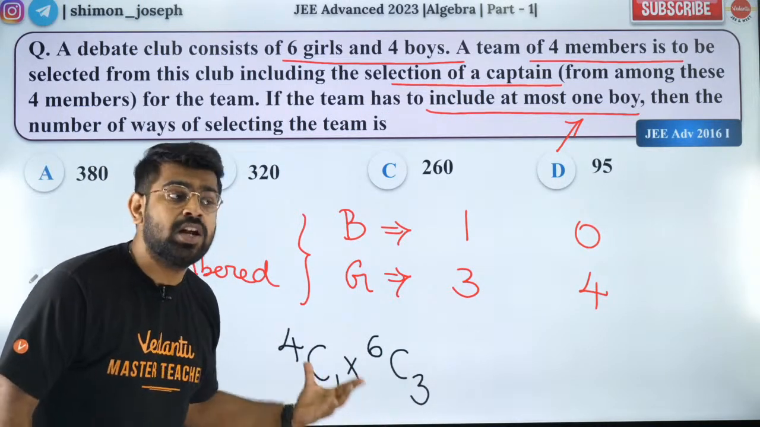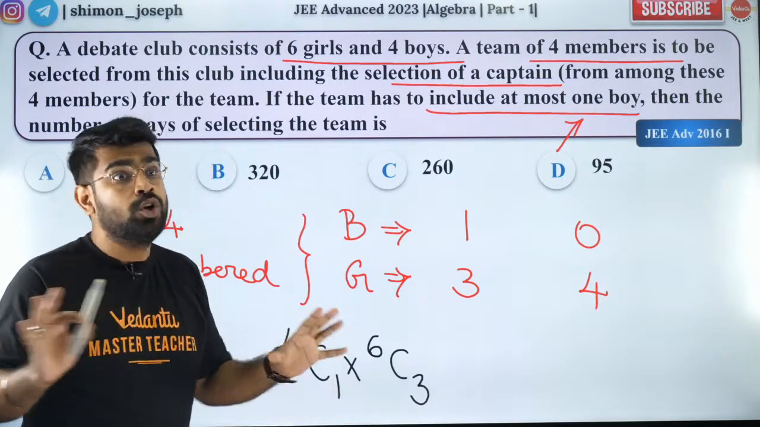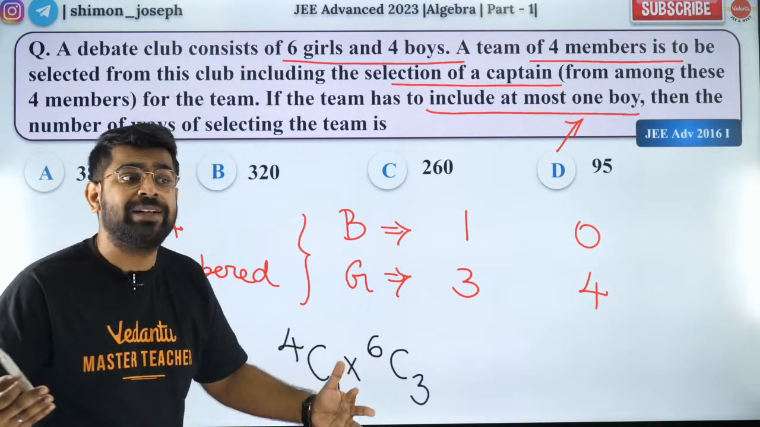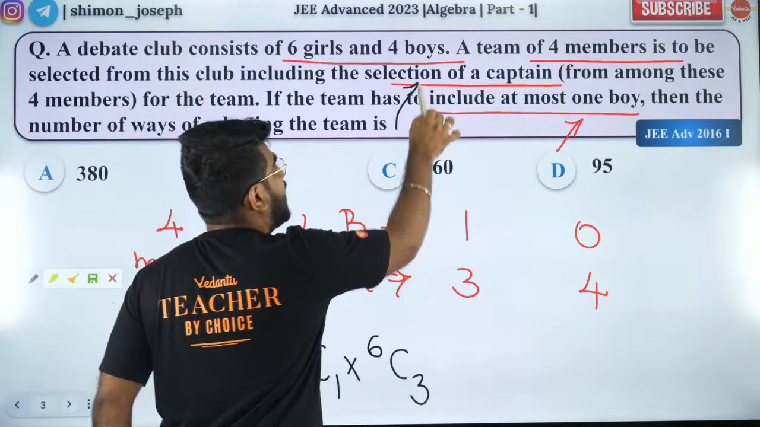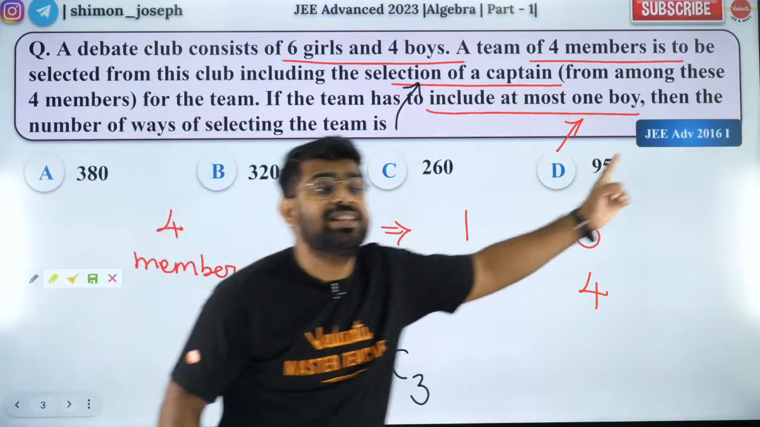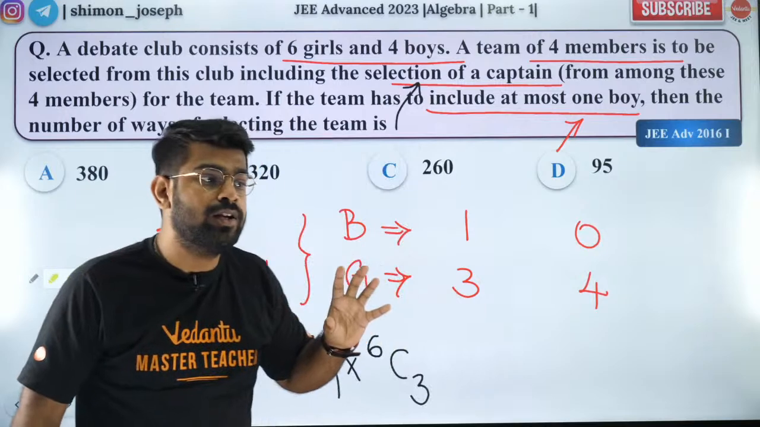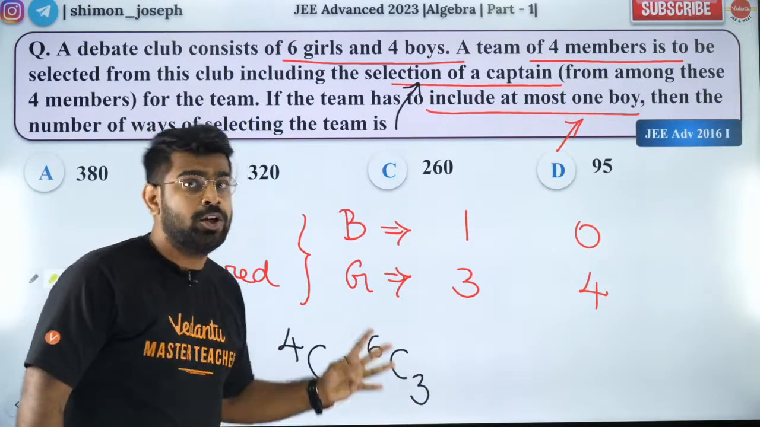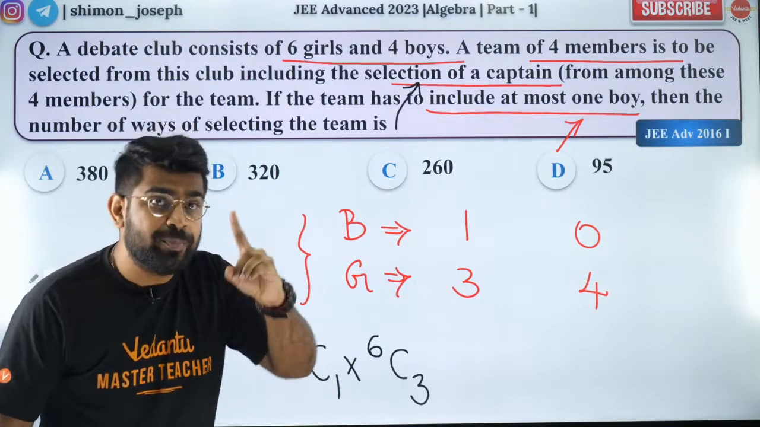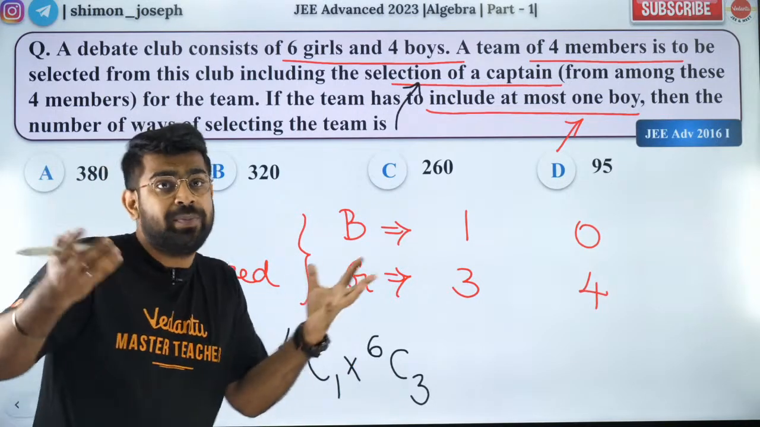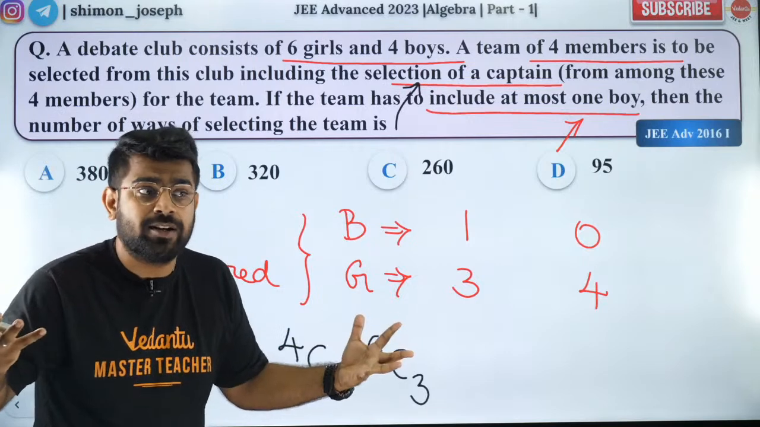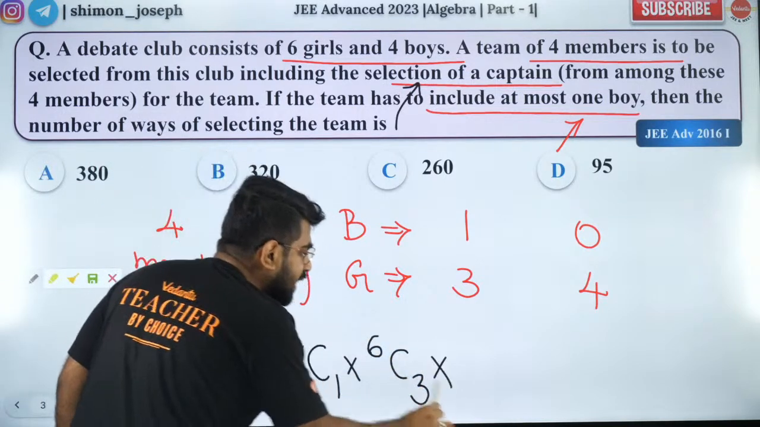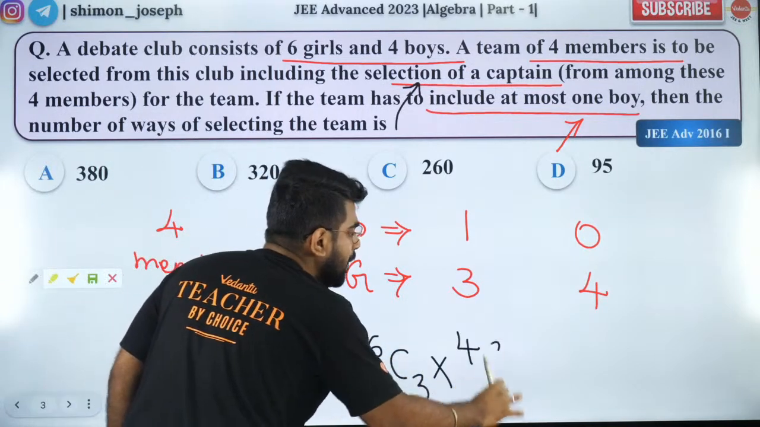Okay. Now I formed a team. But is the question about only forming a team? No. I have to select a team captain. See? Don't forget that. That's why it's a good question. That is why it is a JEE Advanced question. So now how can you form a captain? Out of the 4 members in the team, you have to select one, because one person is going to become the captain. It can be either a girl or a boy. I don't care. So after I form the team, I need to form a captain.